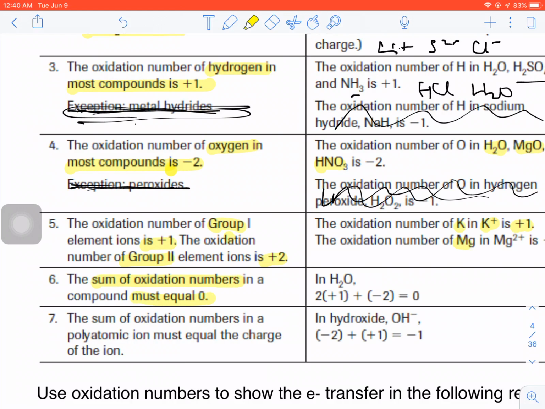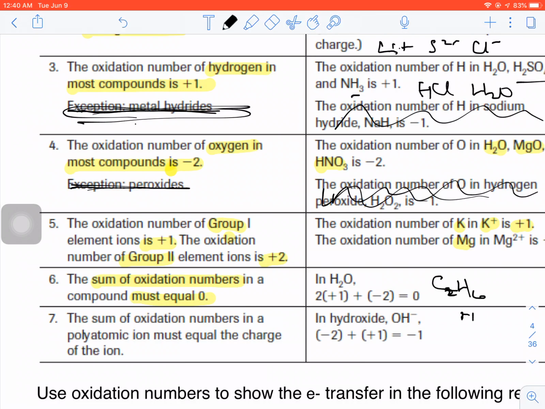So it doesn't matter what compound we're looking at. Again, let's just look at, say, C2H6. Let's look at ethane from our organic unit. Hydrogen will always be +1, so hydrogen here is +1, and we'll have to calculate the carbon, and they'll have to add up to 0.